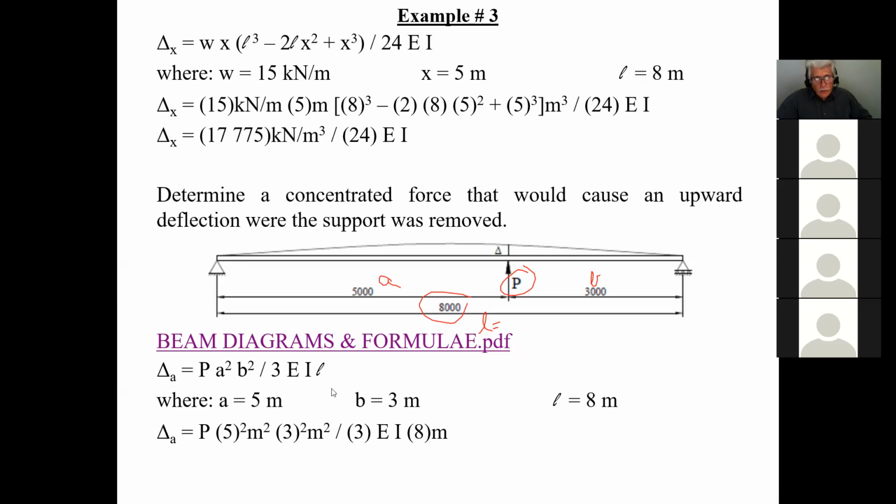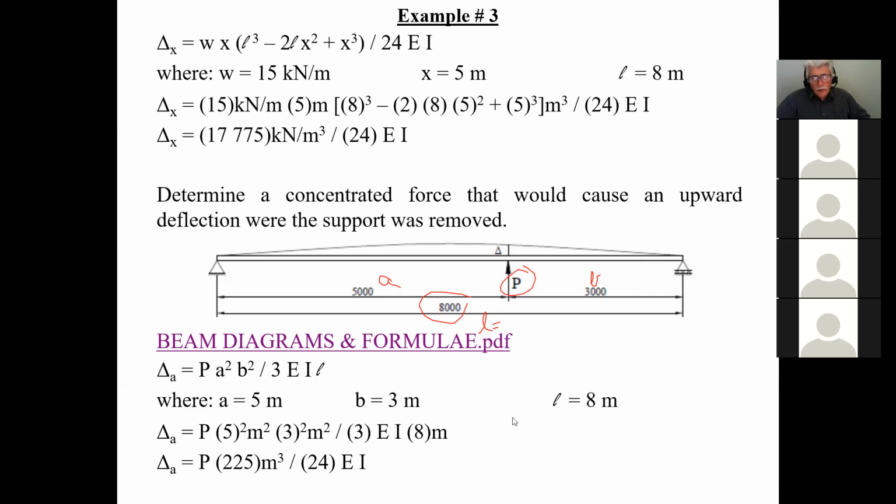Now I know that delta A, if I simplify this, I get... I'm sorry, this thing keeps popping up on me. I can't see what's written there. I'm waiting until it goes back down. So I get 225 m cubed over 24 EI, and that's equal to P.